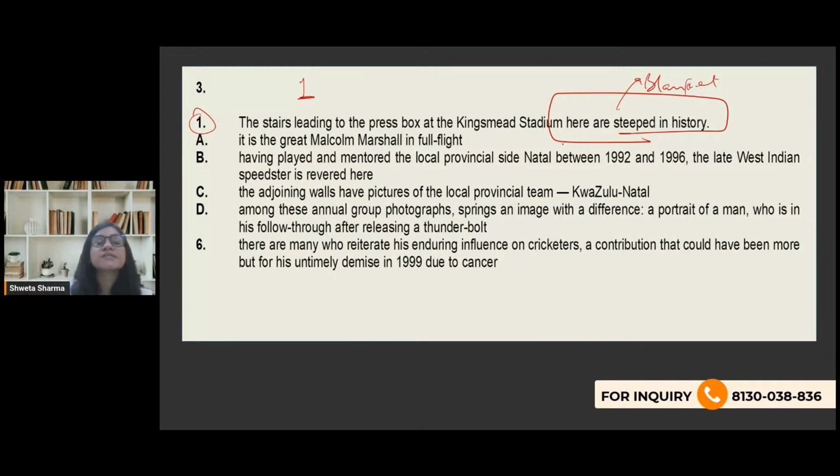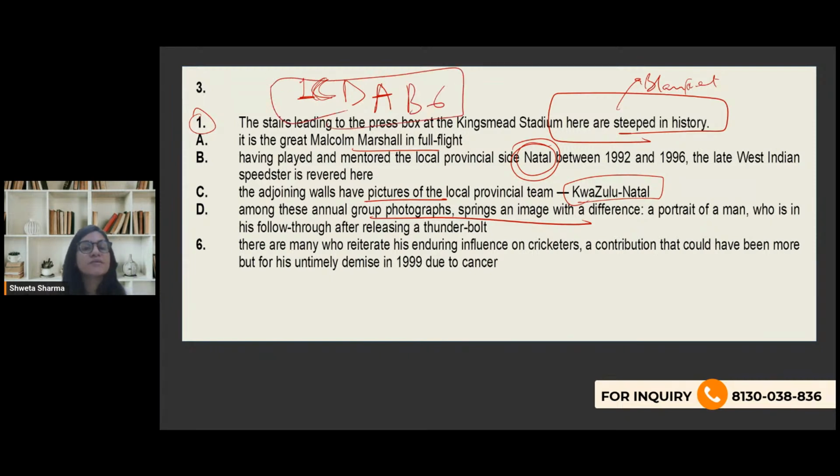What to do with the history? It's steeped in history. Why? Because it has some pictures of the provincial team, and then Natal has been introduced. The complete name. You see, the thing I was talking about, Natal and KwaZulu Natal. So the entire name, the complete name has to be used first, prior to you using the second name. So C, among these annual group photographs, so we are talking about pictures and group photographs. So D follows. Then you have A. It is this great Malcolm Marshall in full flight, and having played and mentored the local provincial side, Natal between this and this, did this. So 1, C, D, A, B, 6 comes up as the entire sequence of sentences.